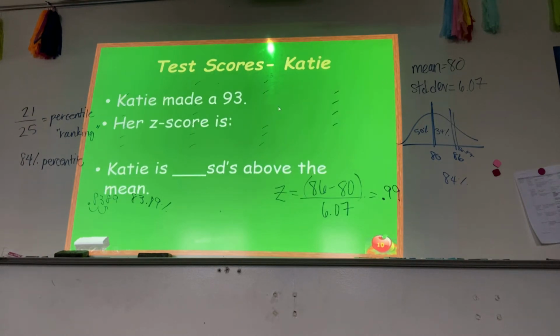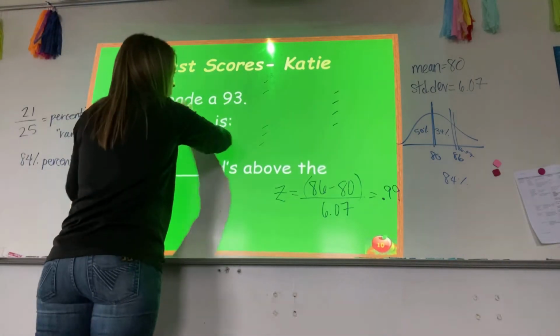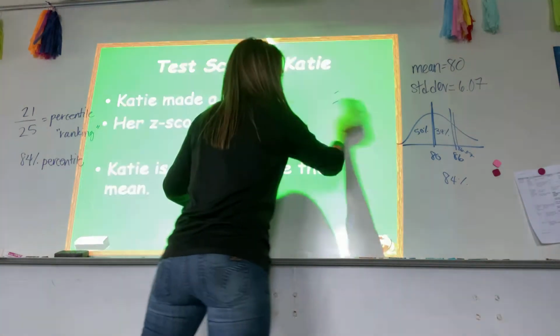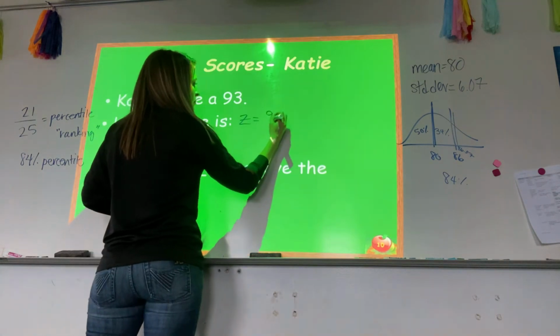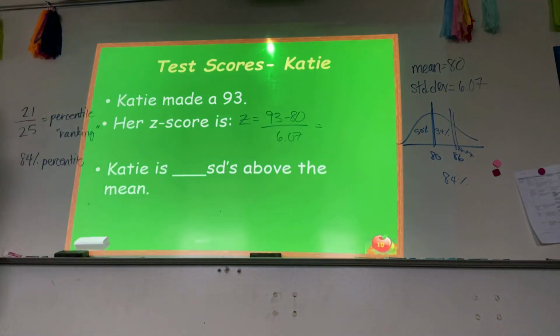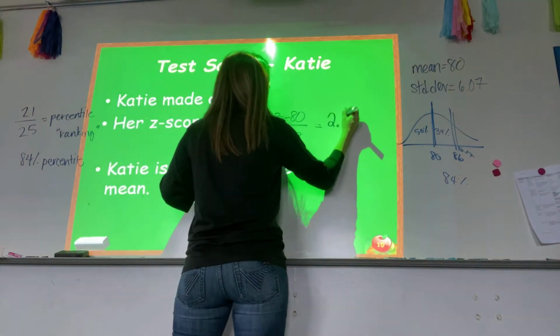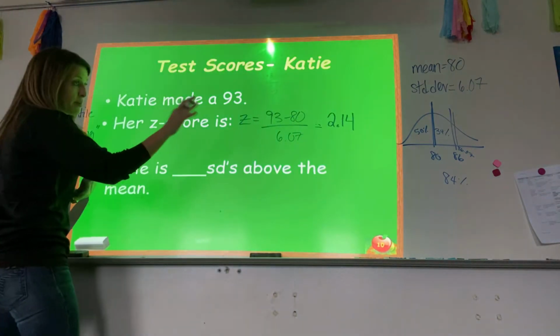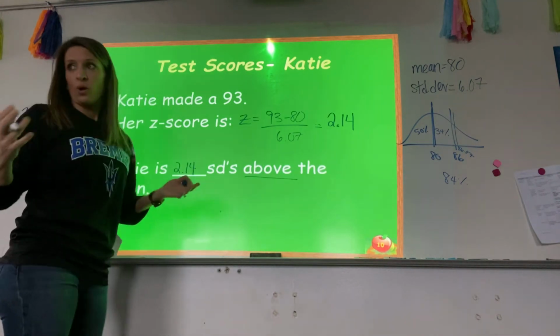All right, Katie made a 93. Go ahead and find out Katie's Z-score. Round it to 2 decimal places, and what do we have? 2.14. All right, so because it comes out to be a positive number, that means that she is above the mean, which you can tell by her score, okay?